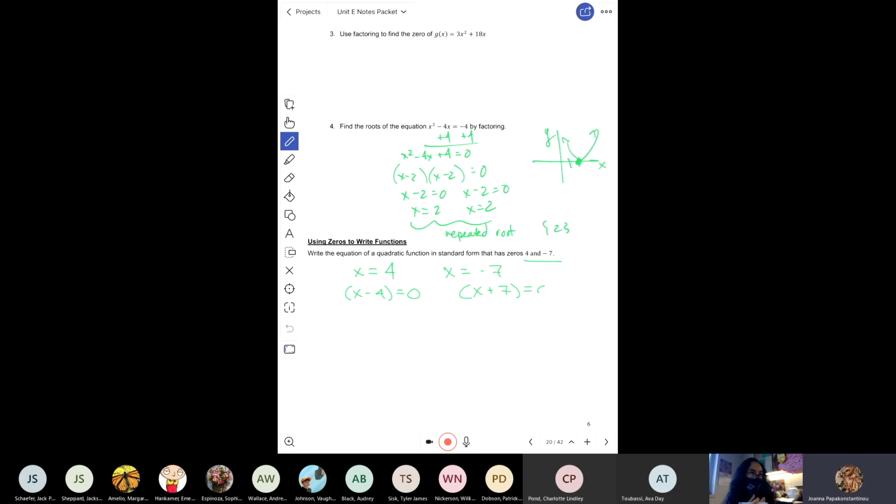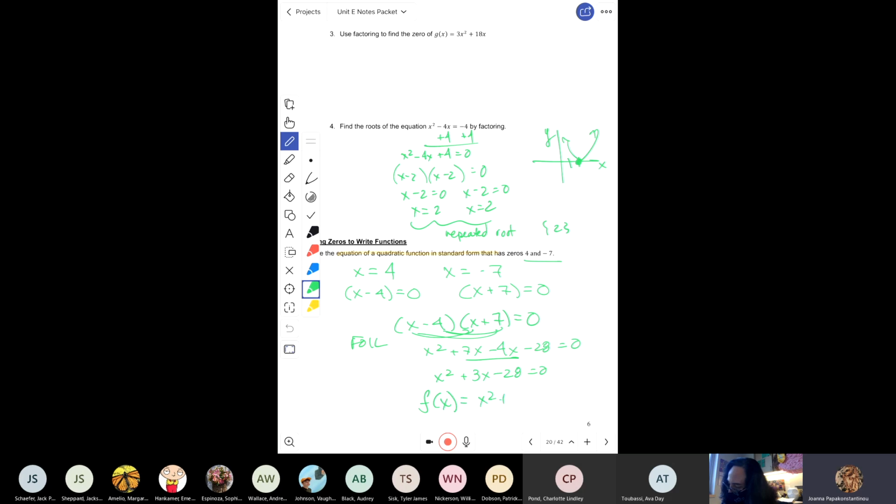You see how I rewrote that, setting them equal to 0? And then I know the zero product property says that I can put those together into one equation. And then what could I do if I wanted to get this quadratic equation in standard form? FOIL, yes. So first, outer, inner, last, combine like terms. So if I asked you to write the equation of the quadratic function in standard form, which is what it says right here, that has those zeros, I have my function. And that's what you would be expected to do.